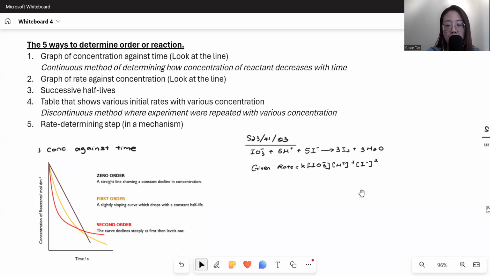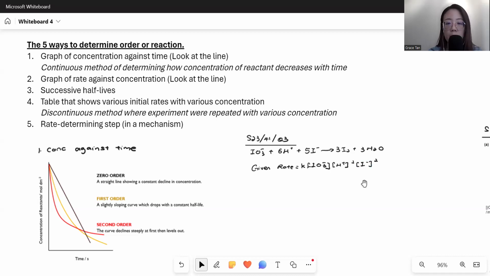Now what does it mean? It means that with respect to the IO3 minus, the iodate ions, you can see it is to the power of 1. To the power of 1 means it is first order with respect to iodate. Now over here, your H plus is to the power of 2. That means it is second order with respect to the proton ions. Remember, we do not raise to the number of moles like Kc, Kp. Iodide is also second order, specifically for the iodide.